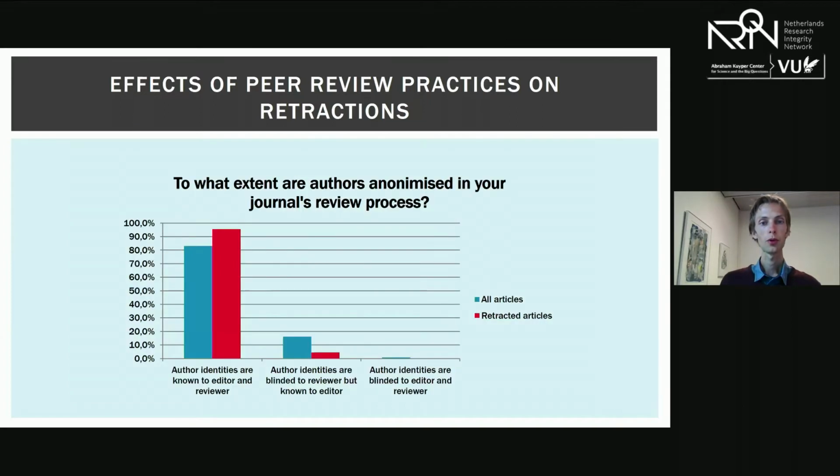Something similar becomes visible when we look at the anonymity of authors in a review process. So, distinguishing between single and double-blind review practices, we see that when author identities are known to the editor, we again see relatively more retracted articles. So nearly all articles that are retracted go through this single-blind format, while nearly none of the retracted articles go through double-blind peer review.